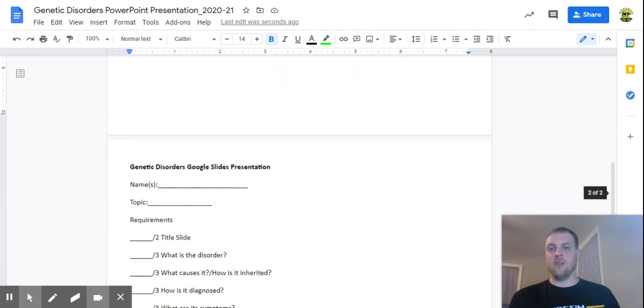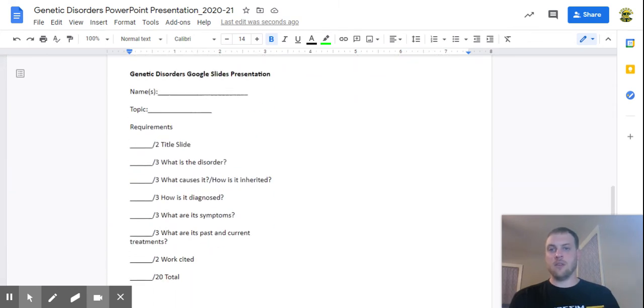And then if you are curious as to how much everything is worth, you have a little rubric / checklist at the bottom here. Nothing that you need to fill in, just for you to sort of reference in case you're not sure how much each thing is worth.